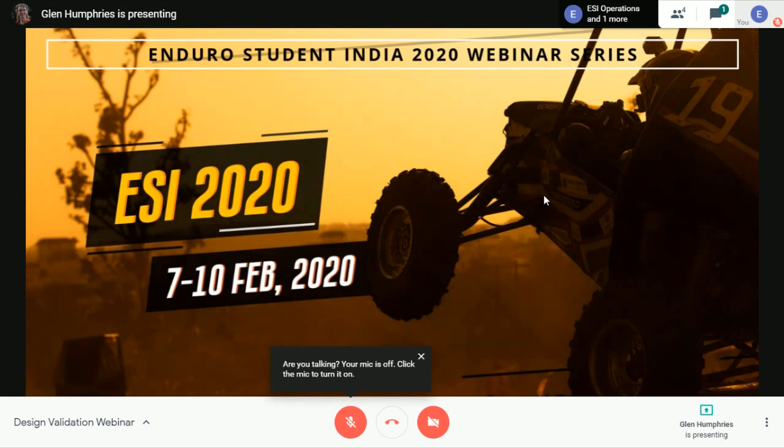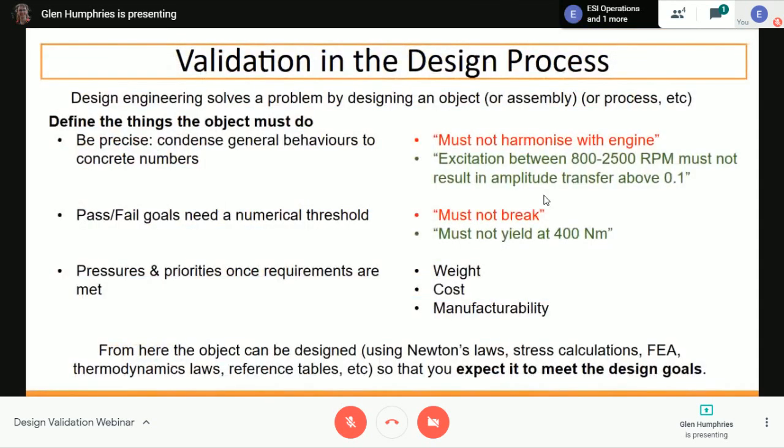We'll push through and get into talking about validation and how validation applies in the engineering design process, and how we can apply it in Enduro Student and similar sort of design events. And then finally some specific information about the validation competition event at ESR 2020. Alrighty. So validation in the design process.